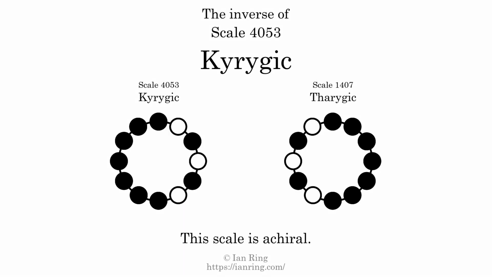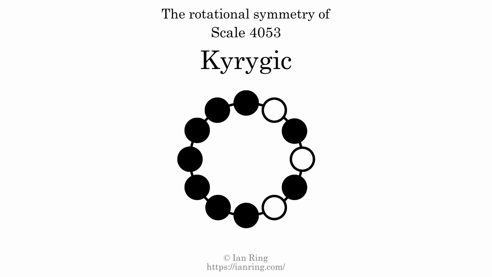The inverse of a scale is a mirror image. It is what you get when the sequence of intervals is reversed. The inverse of this scale is scale 1407, also known as Kyrygic. This scale is achiral, since it can transform into its own reflection by a rotational transformation. This scale has no rotational symmetry.